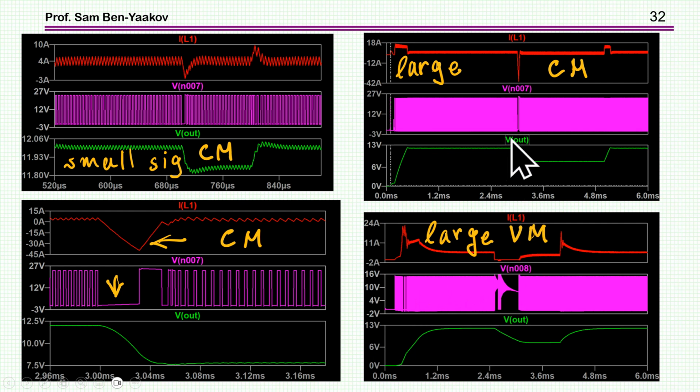Okay. So now comparing the two, we see the following. You see the drop here. You see the drop here. This is about the same scale. Okay. And here there's no current, and here is a lot of current for discharging the capacitor.